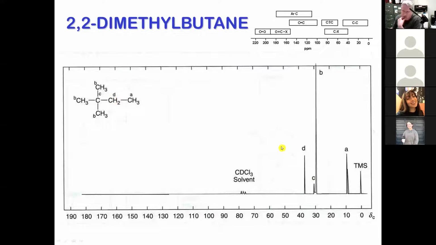Okay. Is this only true in carbon NMR? Well, okay, so TMS is tetramethylsilane. It's silicon with 4 methyls. Silicon with 4 methyls, TMS. So is it only true in carbon NMR?